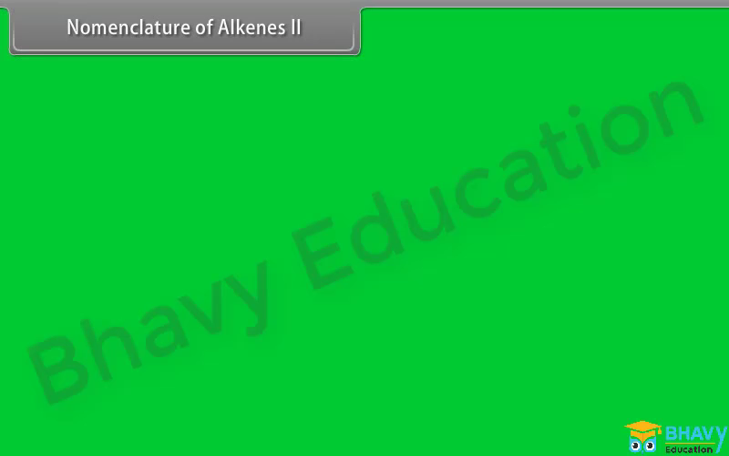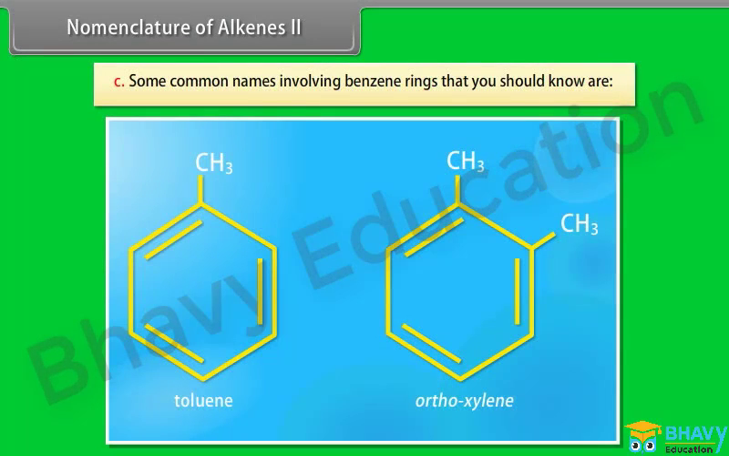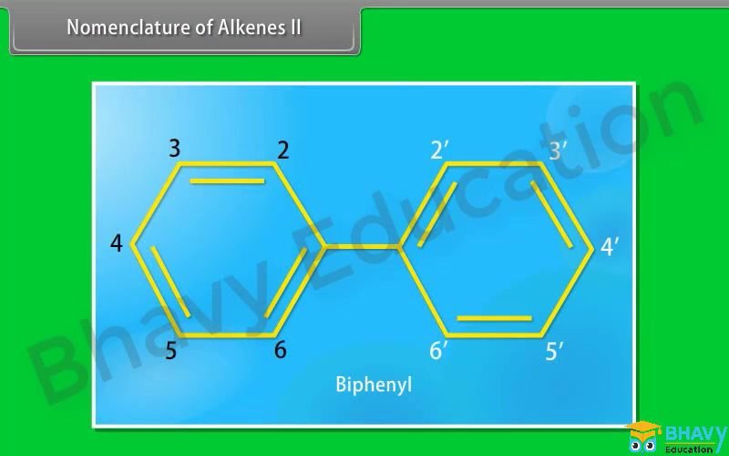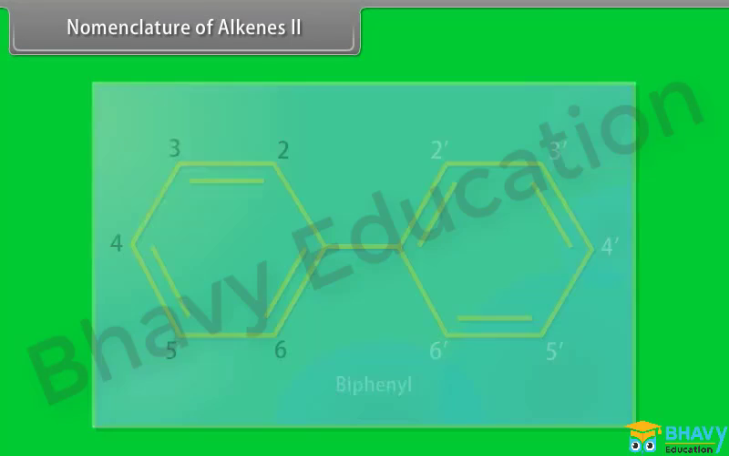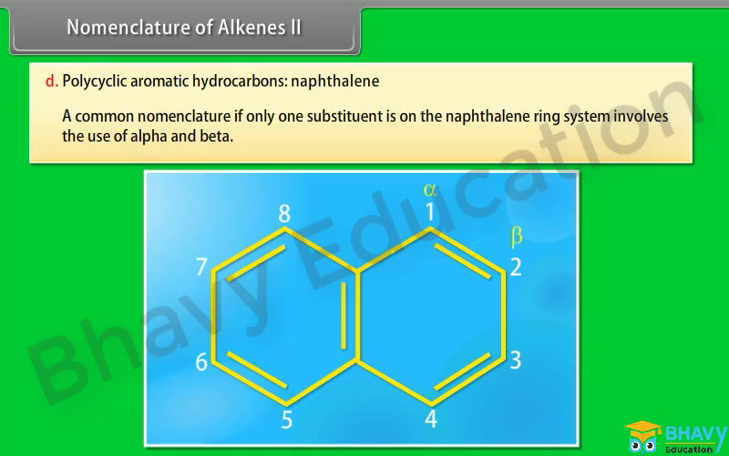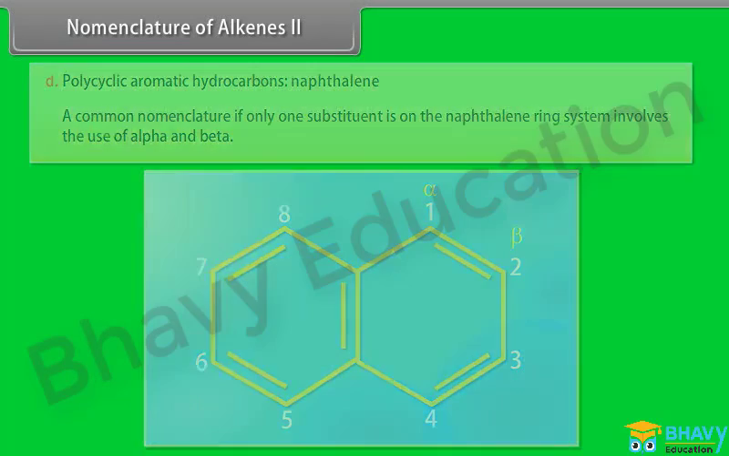Nomenclature of aromatic compounds, part C. Some common names involving benzene rings that you should know are toluene and ortho-xylene. Biphenyl. Notice the numbering convention for this compound. D. Polycyclic aromatic hydrocarbons that you should know are naphthalene. A common nomenclature if only one substituent is on the naphthalene ring system involves the use of alpha and beta.